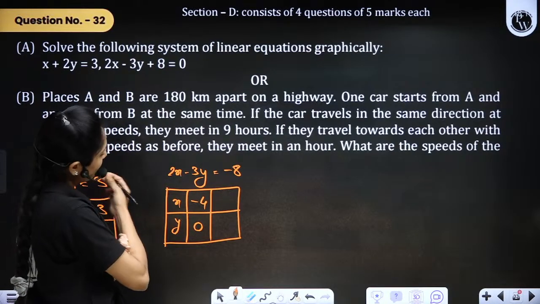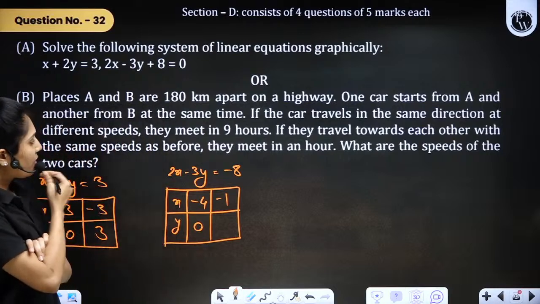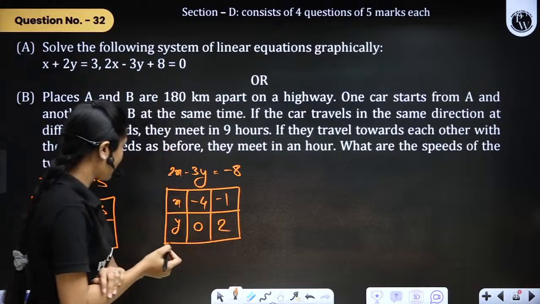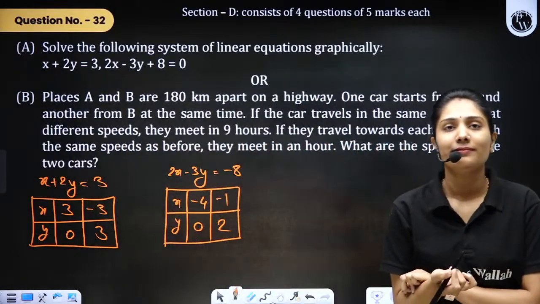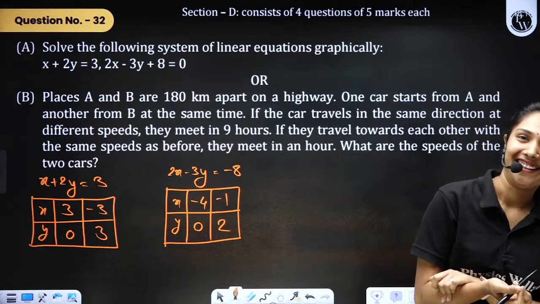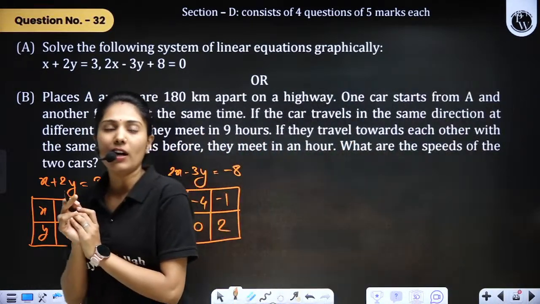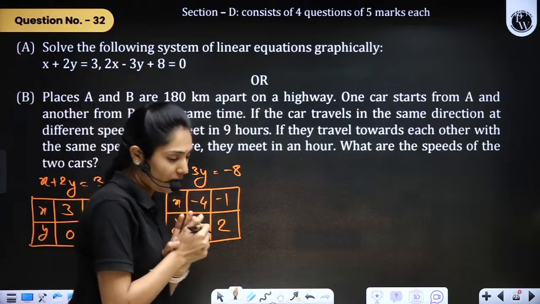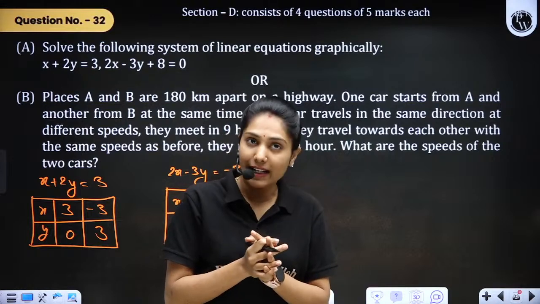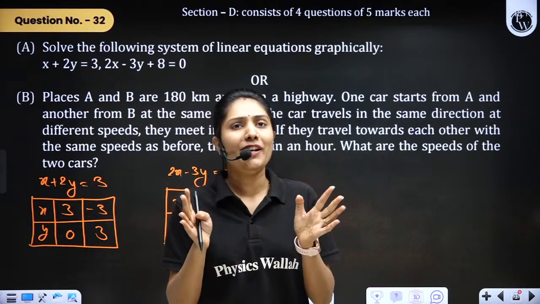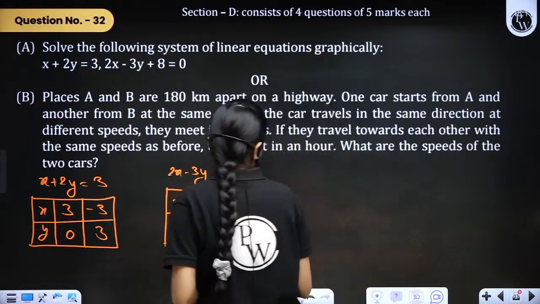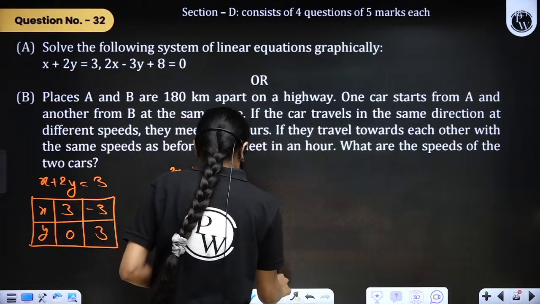If I'll take x as minus 1, let's say, so minus 8 plus 2 is minus 6. So value of y will be 2. Okay, so we got the coordinates of x and y for both the equations. Now since we got the coordinates, we just have to plot these coordinates on the graph and check for the point of intersection. Okay, I can see that you already got the answer also. Let's just plot them on the graph first.